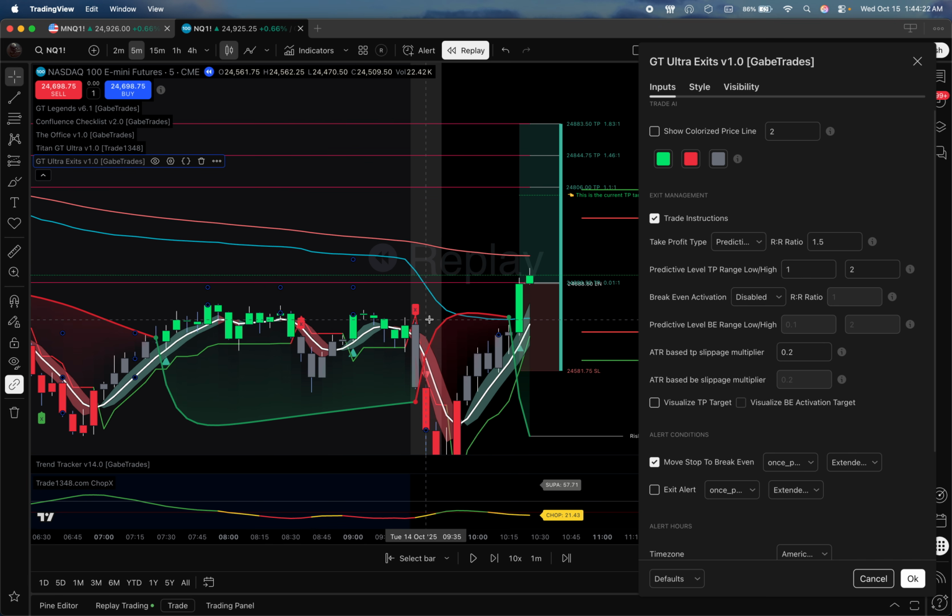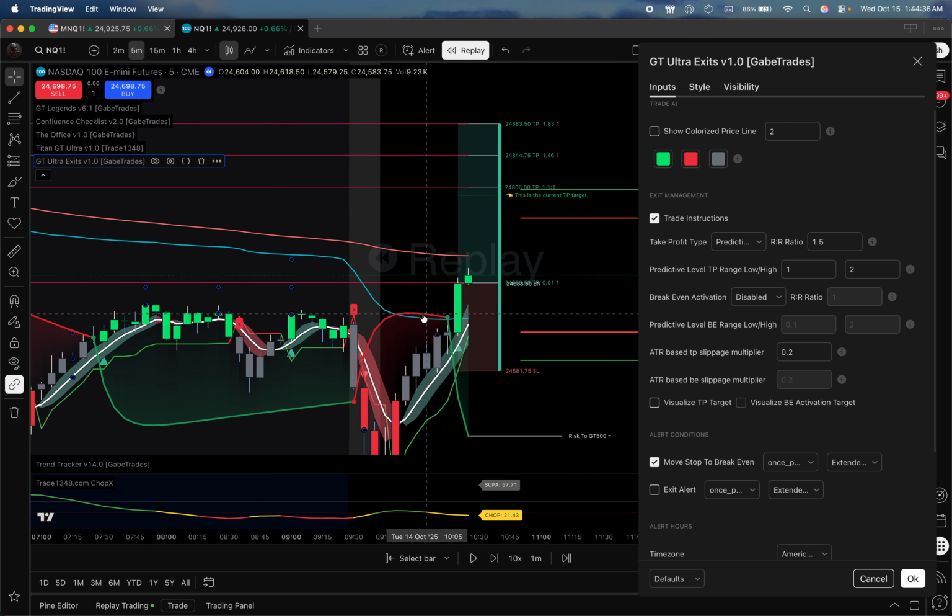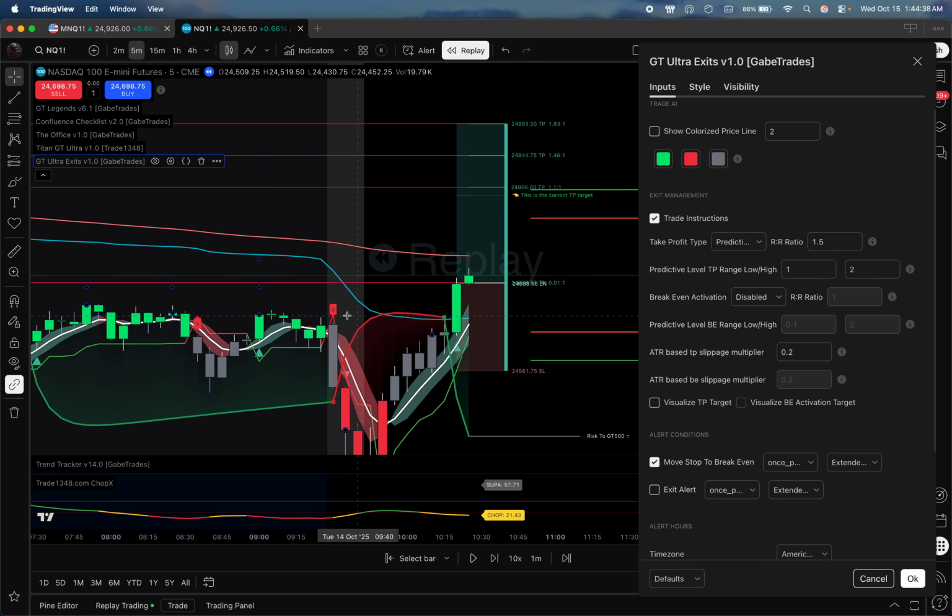So this trade design failed. It gave you an exit signal. It said you were wrong, and price never really reached the predictive level or the risk to reward ratio that we have set up, and that's why it's a red X. So you're always guaranteed an exit signal.